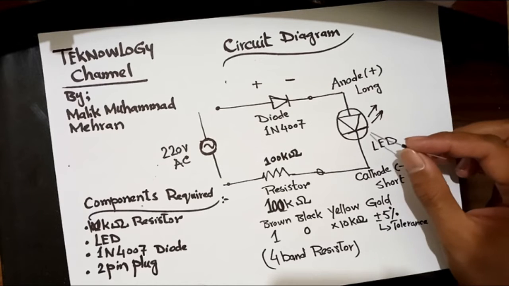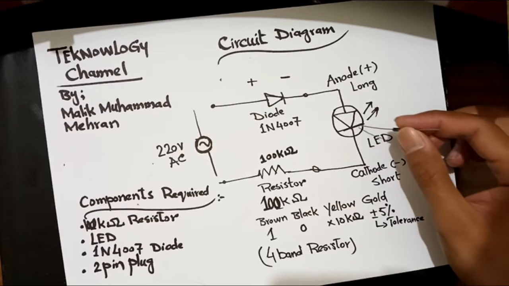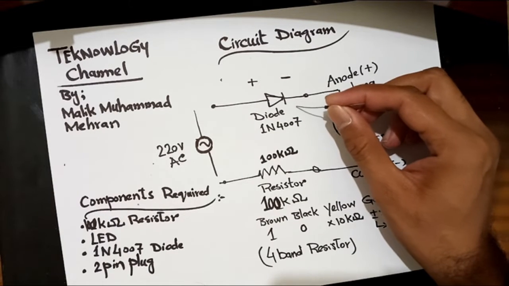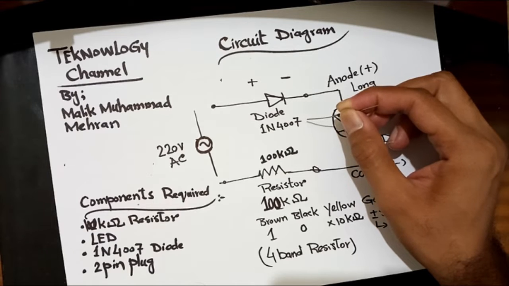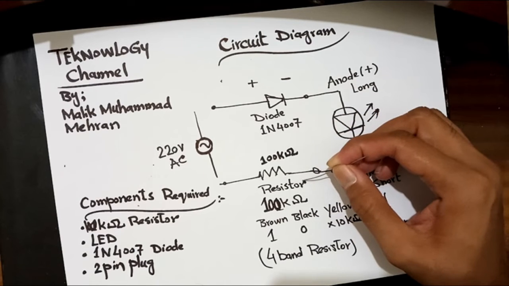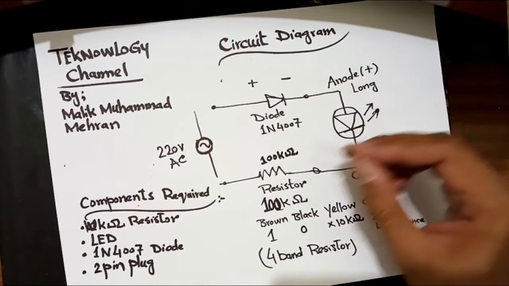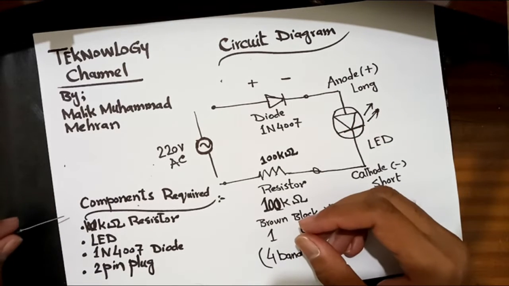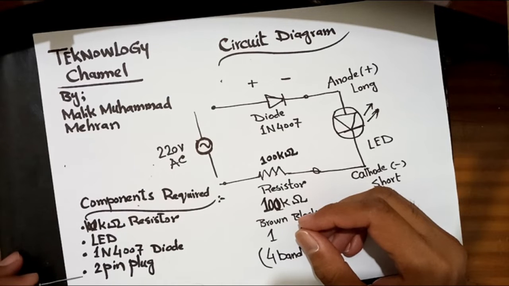This is the circuit diagram of the LED indicator light. This is an LED, this is a diode, and the diode type is 1N4007, and we require a resistor for it of 100 kilo ohm resistance. Components are also mentioned here: 100 kilo ohm resistor, LED light, 1N4007 diode, 2-pin plug.